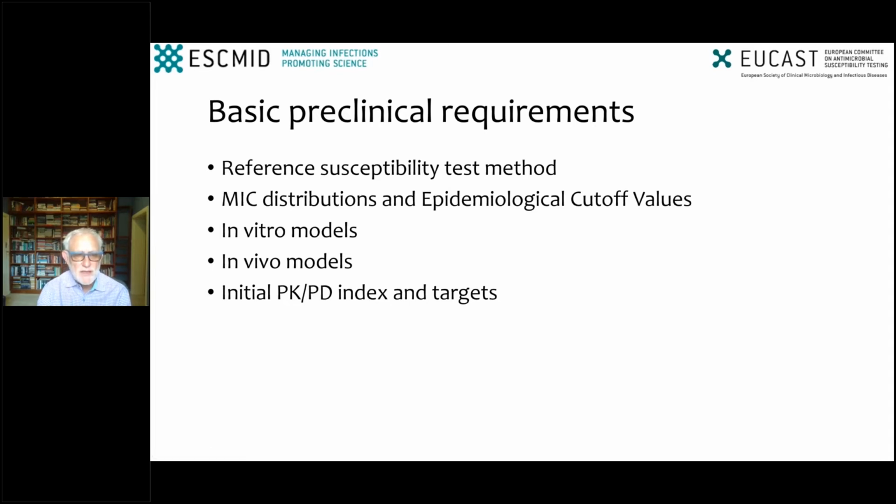So let me summarise my talk on here by telling you that there are 5 different areas that I wish to address. One's reference susceptibility testing. Then I want to talk about MIC distributions and epidemiological cutoff values. What in vitro models might be used to assist in setting breakpoints, what in vivo models might be used, and finally, it's important to lead into what Anouk is going to talk about, the PK/PD index and the targets. Then Anouk will be able to elaborate in great detail about how that very important last step works.